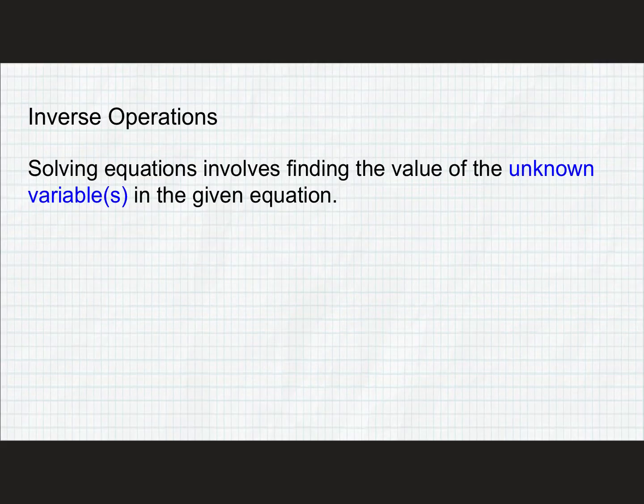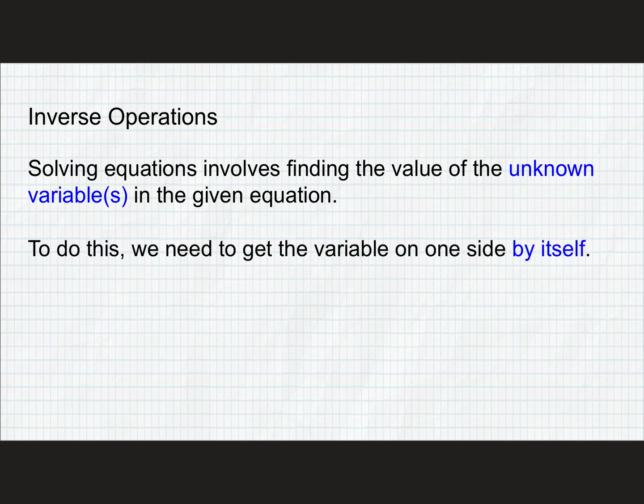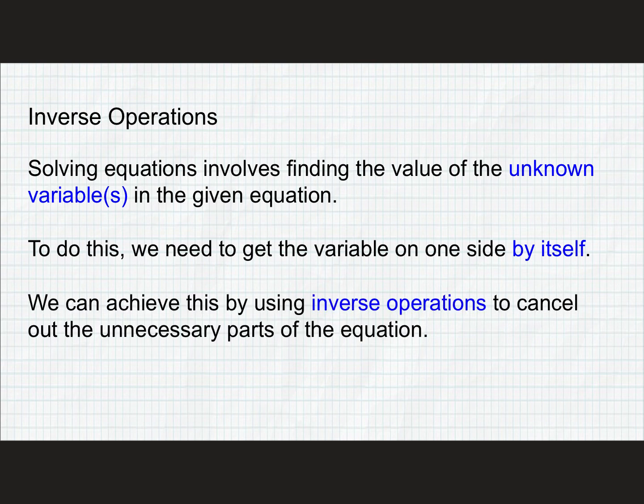So let's go back and do a little bit of 6th and 7th grade review. Solving equations involves finding the value of the unknown variables in the given equation. To do this, we need to get the variable on one side by itself. We can achieve this by using inverse operations to cancel out the unnecessary parts of the equation.